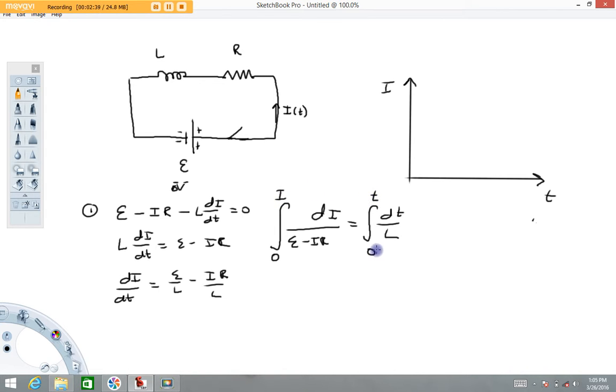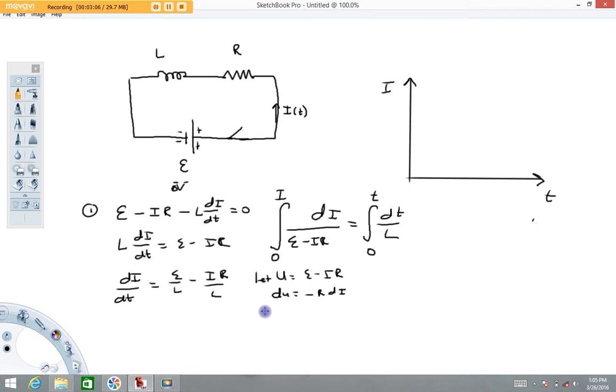Now, the right-hand integral is no problem at all, t/L. For the left-hand integral, I'm going to do a little substitution here. I'm going to let u equal E minus IR. If I do that, du is equal to minus R di. Third time's a charm. All right.